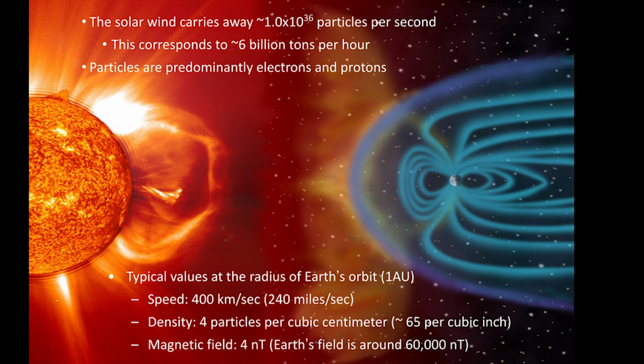At 1 AU, which is the radius from the sun to the Earth, by the time it gets out there, the speed's kind of going like 240 miles per second. Now that's not miles per hour, that's miles per second. So it's really clipping along still. But it still takes 3 days or so to get from the sun to the Earth, even at that speed.